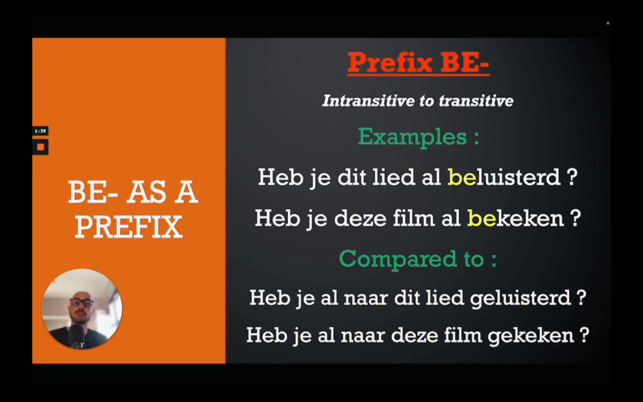Now we are going to take a look at some prefixes in the Dutch language, and we'll start off with the prefix be, right? Be, pronounced in Dutch be. And what does that one do? Well, basically it changes intransitive verbs to transitive verbs.